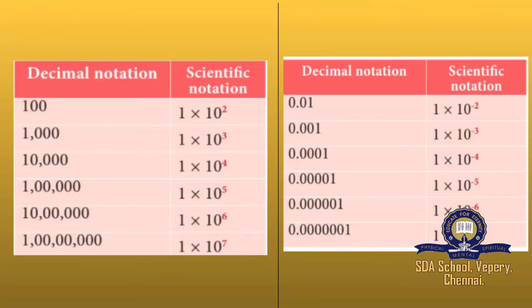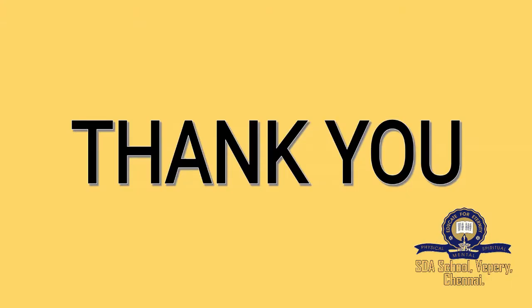This again will be very helpful. Please go through this. See, 100 can otherwise be written as 1 into 10 power 2. This is scientific notation. Similarly, if it is a decimal number, 0.01 means you will get 1 into 10 power minus 2, and it goes on. Get it, students? Thank you so much, students.